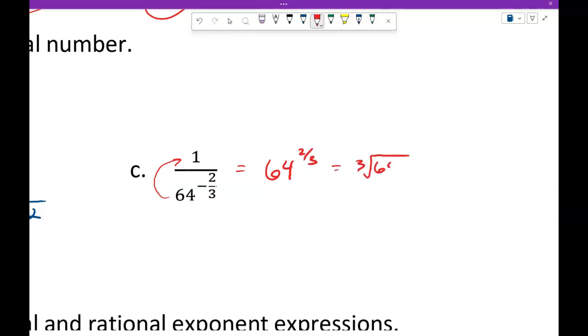Cube root of 64 squared. 4 squared is 16.